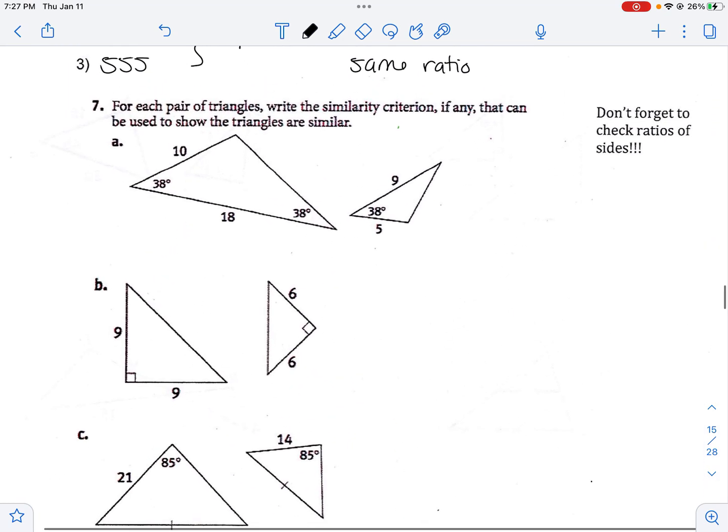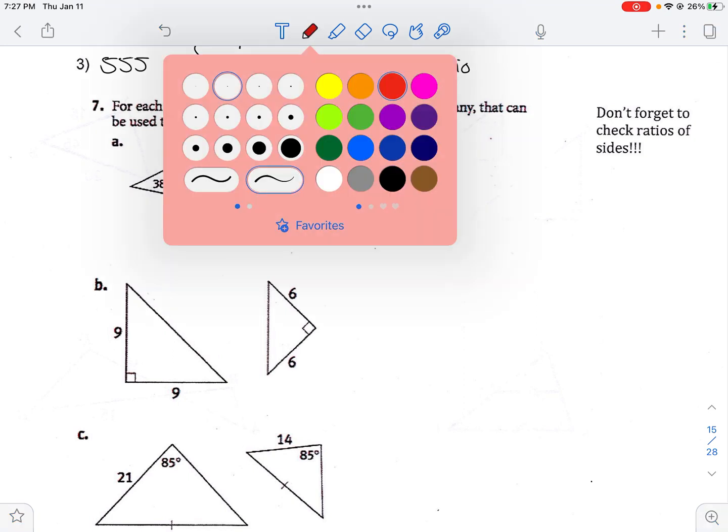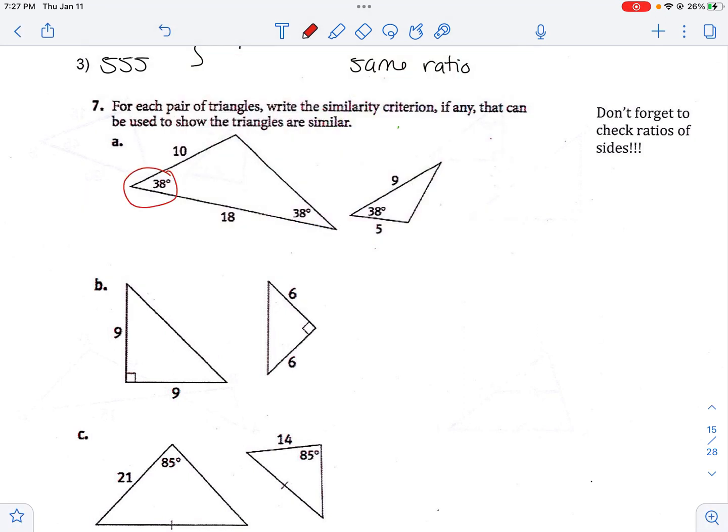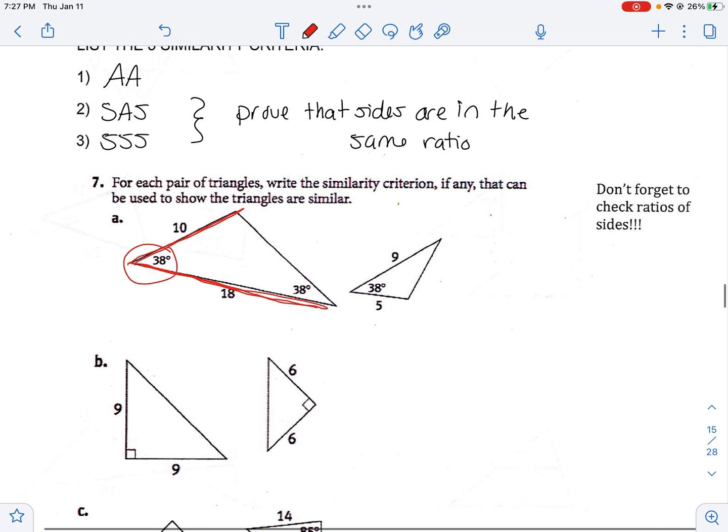Number 7, for example, we've got a couple of different angles here. We have a 38-degree angle here, and you can see that there are sides on each side of it. Okay, so this kind of tells me I'm probably looking at side, angle, side. Okay, I don't know it for a fact, but I'm probably looking at that. Over here, I have the same 38-degree angle, so that's good. That's the angle part. And then I have these 2 sides. Okay, I need to be able to show that these sides are in the same ratio.